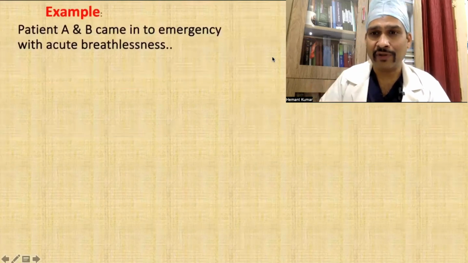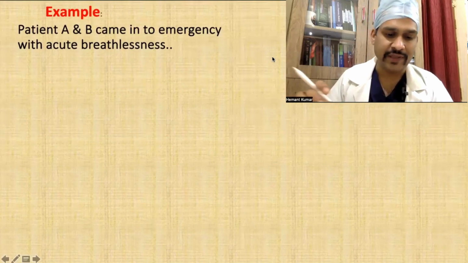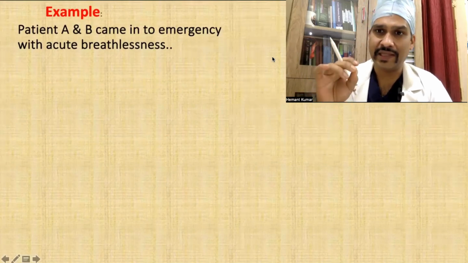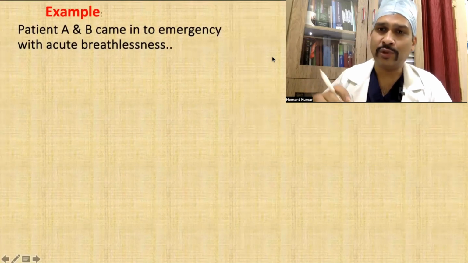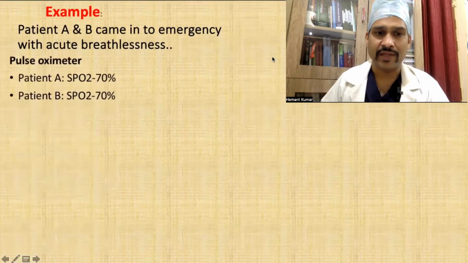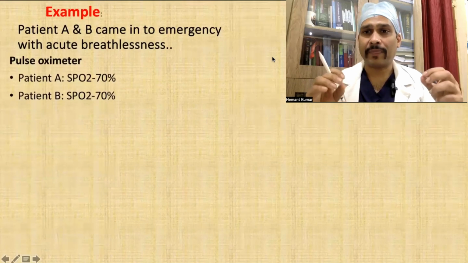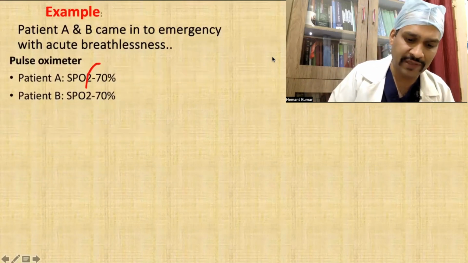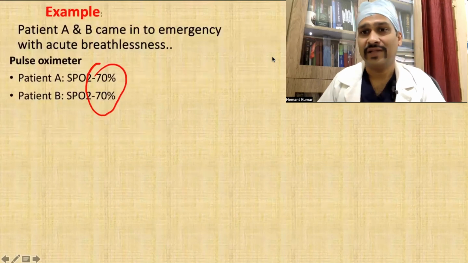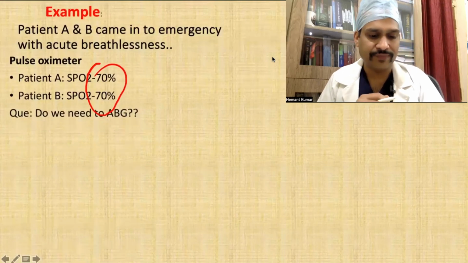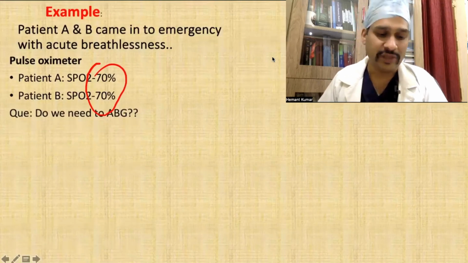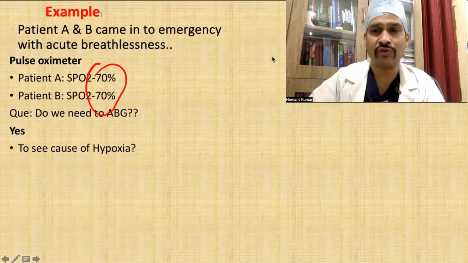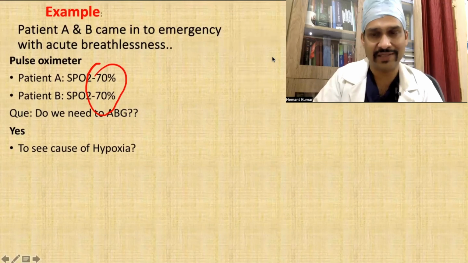So we take the example of oxygenation and ventilation. Suppose two patients, patient A and patient B, are coming to the emergency with acute breathlessness. You check their saturation by pulse oximeter, and both have 70%. So what do you think? Is ABG needed or not? Definitely ABG is needed, because we have to see what is the cause of hypoxia in these two patients.